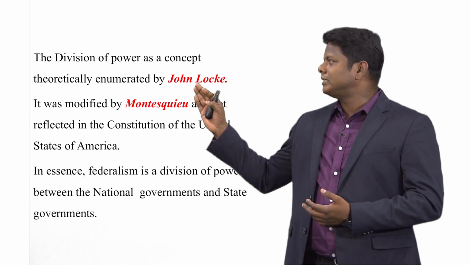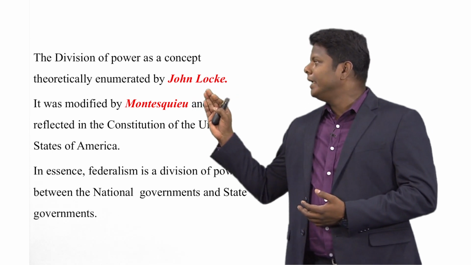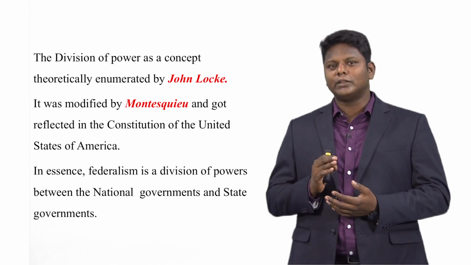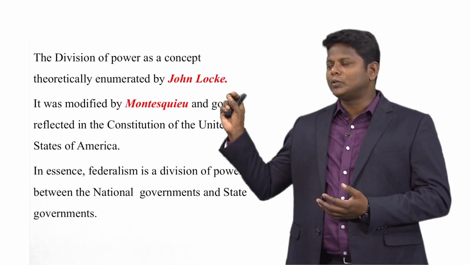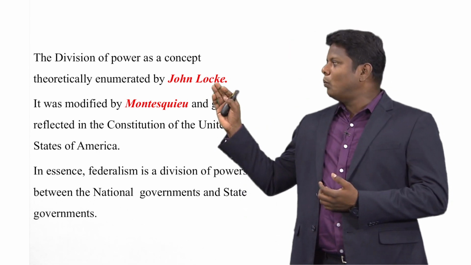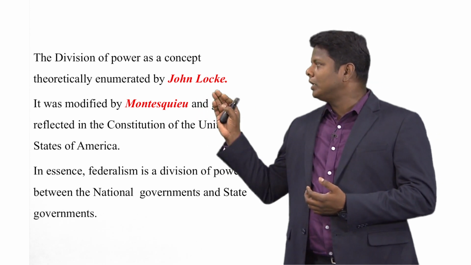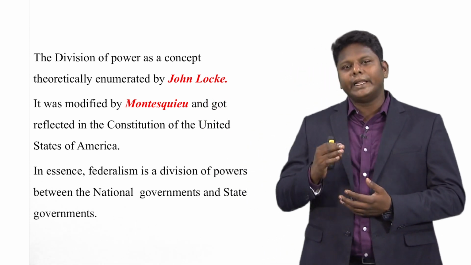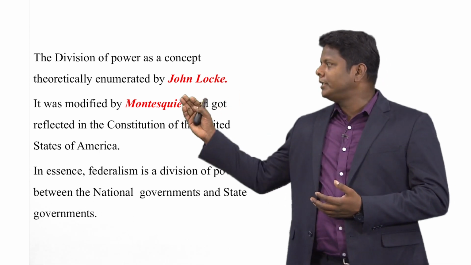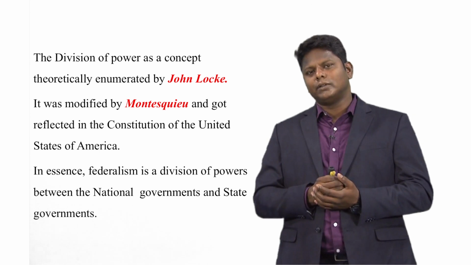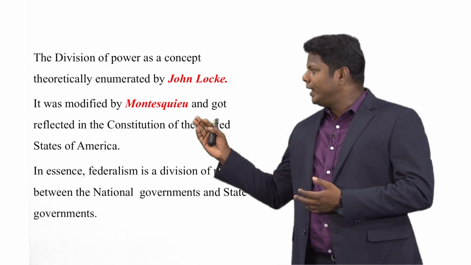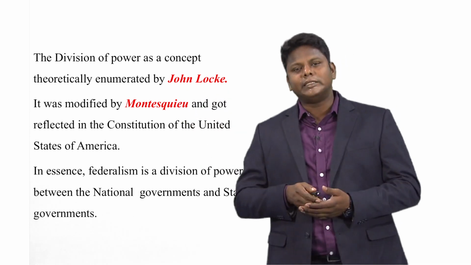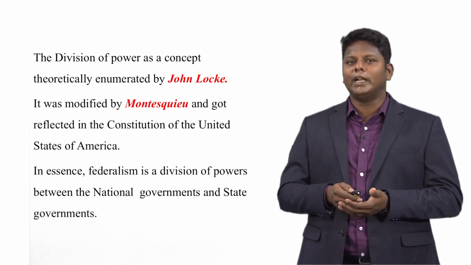The division of power as a concept was theoretically enumerated by John Locke. John Locke was the first person who enumerated the concept called division of power. It was modified by Montesquieu and got reflected in the Constitution of the United States of America. What is the essence? In essence, federalism is a division of powers between the national government, which means union, and the state government. That is the essence of federalism.